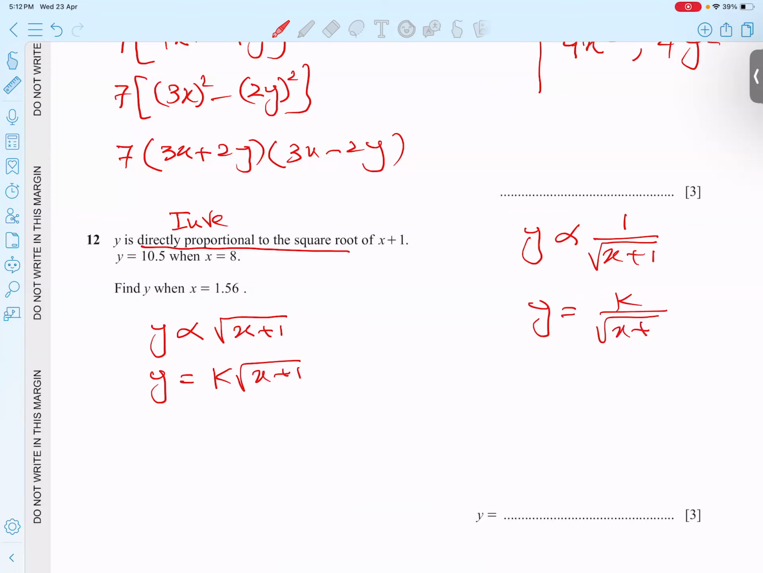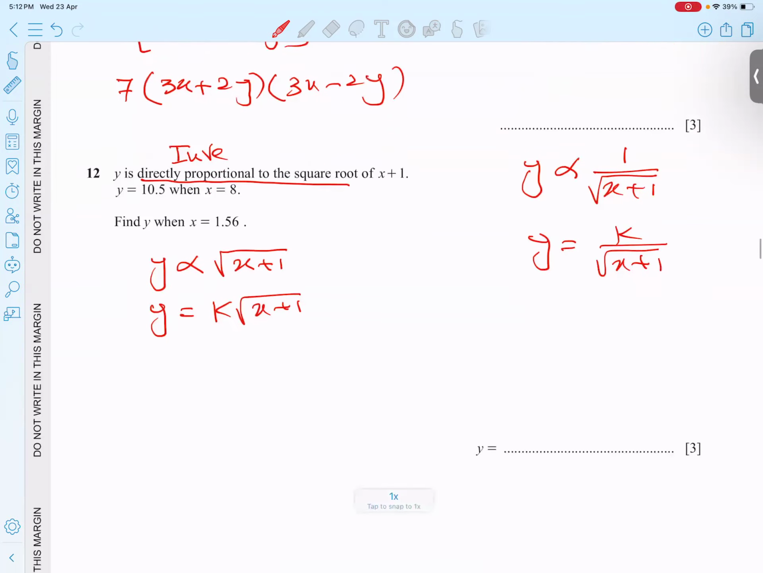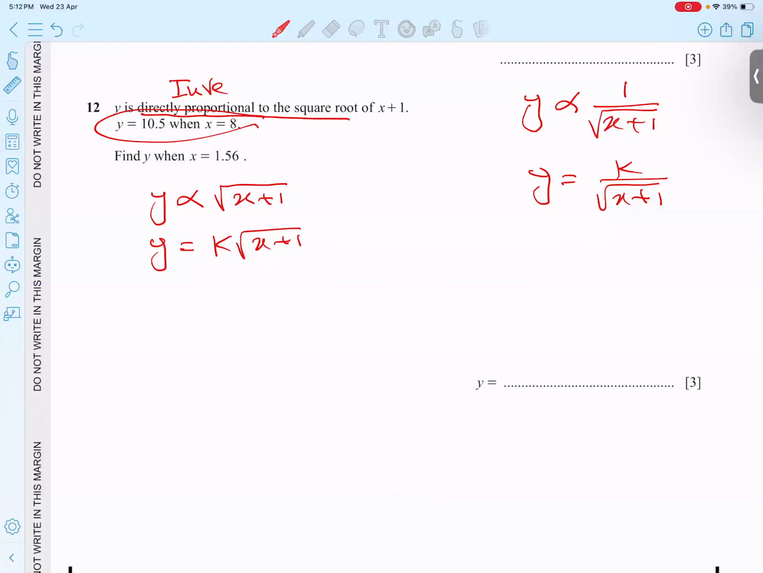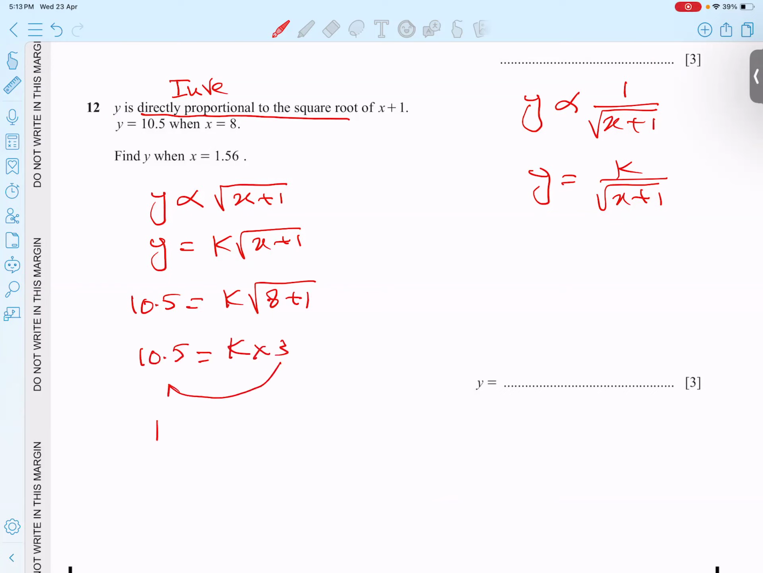The rest of the part I'm not doing, it is the same. I will plug in this pair of values: 8 will go in the place of x and 10.5 in the place of y. 10.5 equals k times 2, 8 plus 1. 8 plus 1 is 9, and the square root of 9 is 3. The 3 will go down and k equals 10.5 by 3. So 3 times 3 is 9 and 3.5 is the k value.